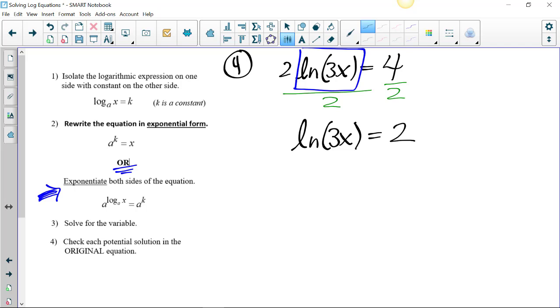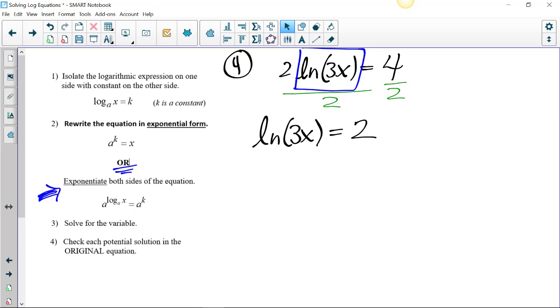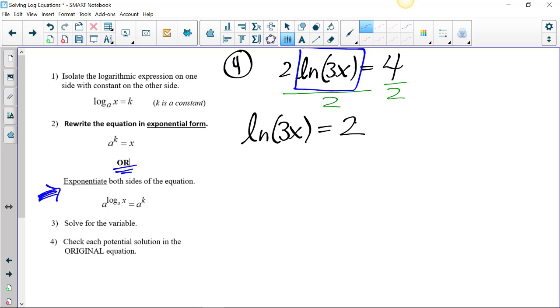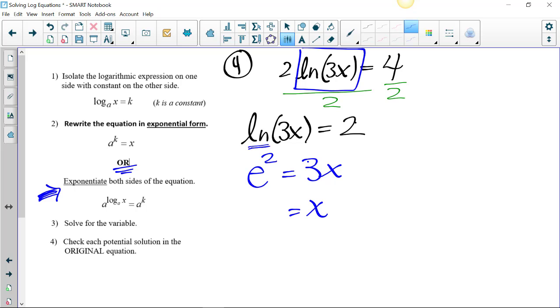Okay. Now, here's where I can go. Step 2, I can go a couple ways. The first one is what we've been doing, rewrite it in exponential form. Remember the base on natural log is e. So I can say e to the second power is 3x, and then I can solve that equation for x. Okay, so that would give me then, I have to divide by 3. That would give me e squared divided by 3. Which is my exact value. I want to leave it like that.